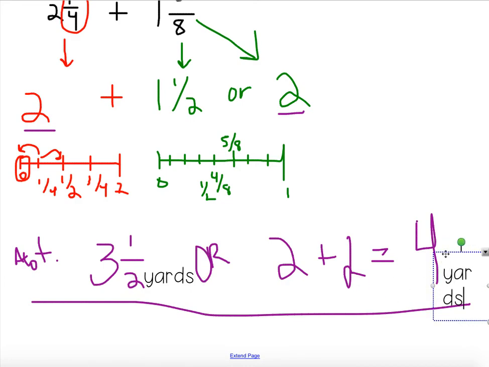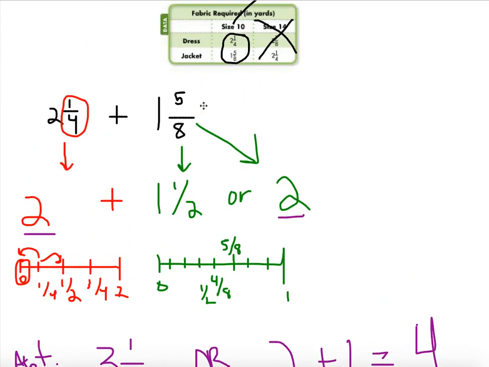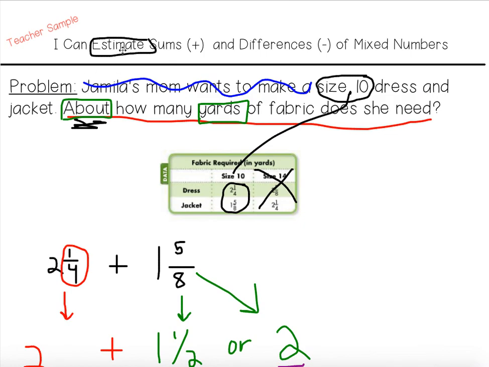So whether or not you chose to do 2 yards for the dress and 2 yards for the jacket, or 2 yards for the dress and then 1 1/2 yards for the jacket, it didn't matter. Both answers would be acceptable because remember, we are estimating sums and differences of mixed numbers.